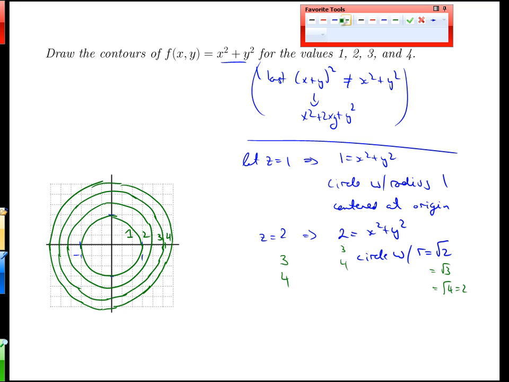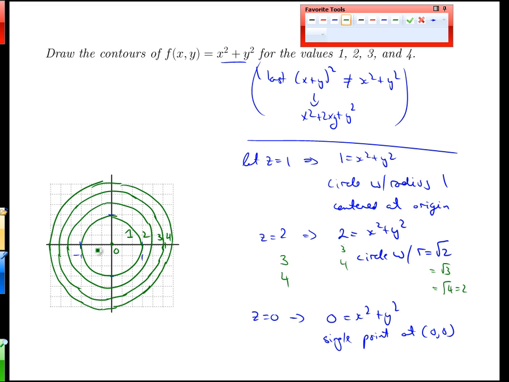It's also worth noting one other point that isn't specifically asked for here. If we look for height 0, we're going to get a single point. And that single point, of course, is at the origin. So a contour doesn't have to be a curve. It can actually be just one point. There it is. The dot in the middle of this diagram is at height 0.